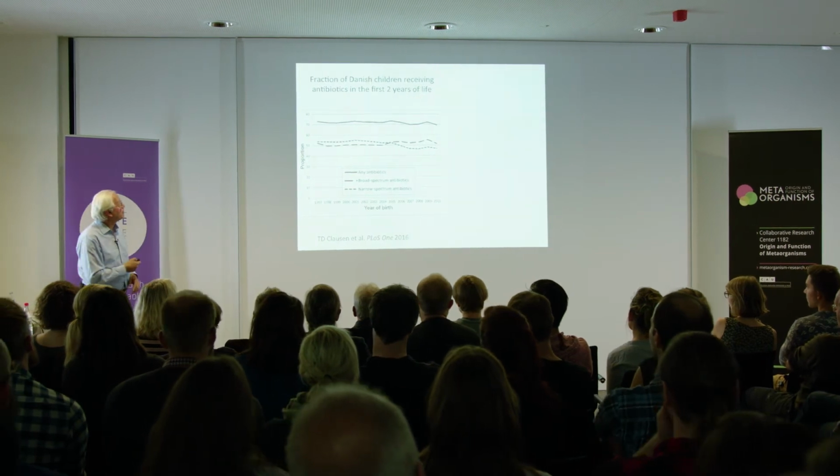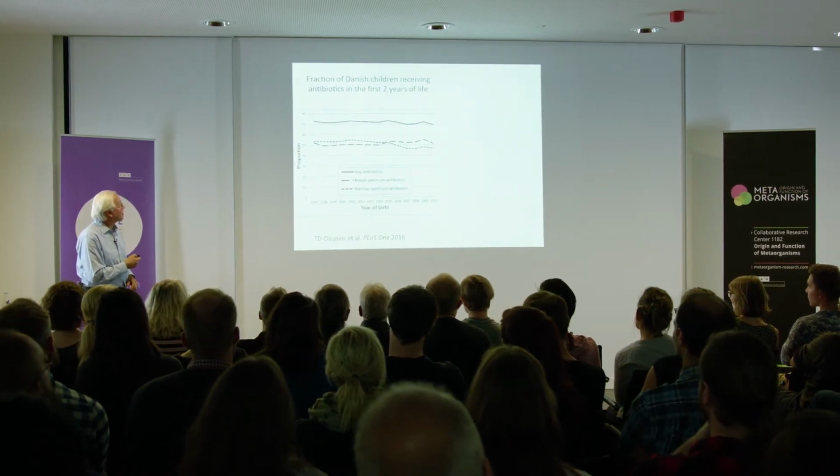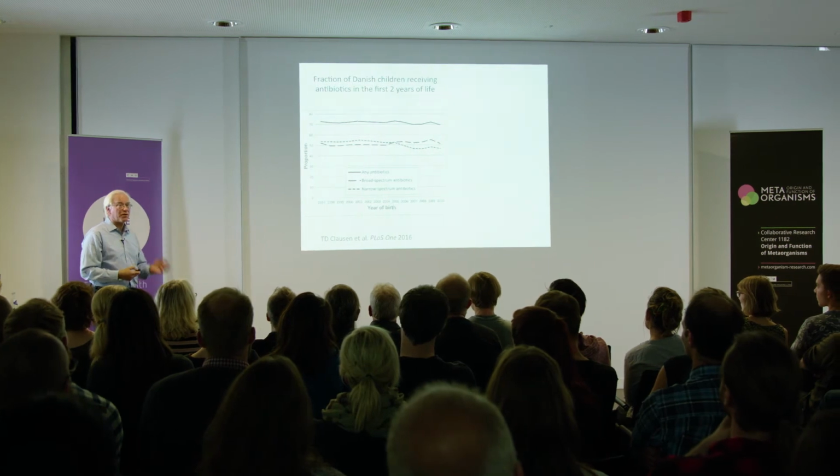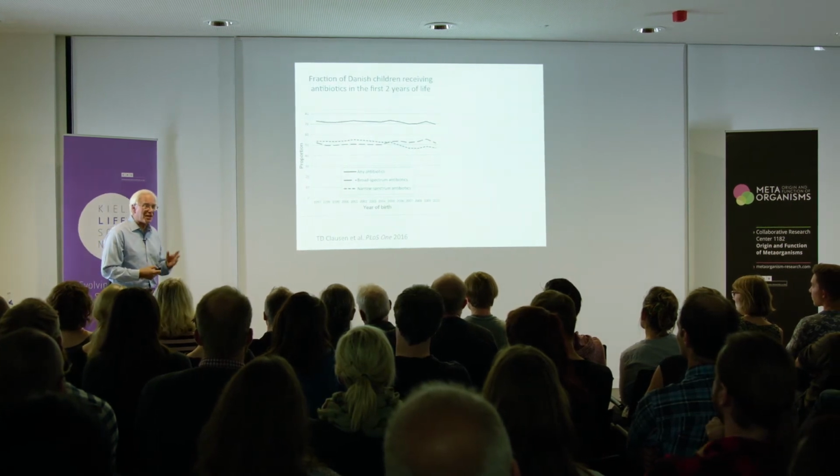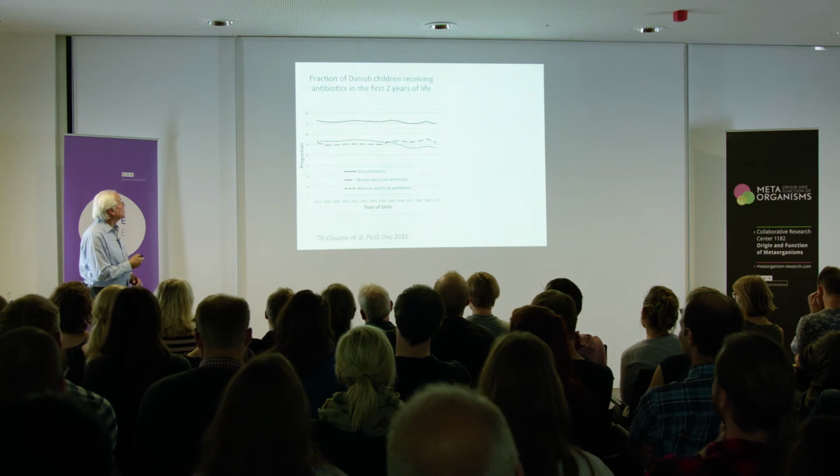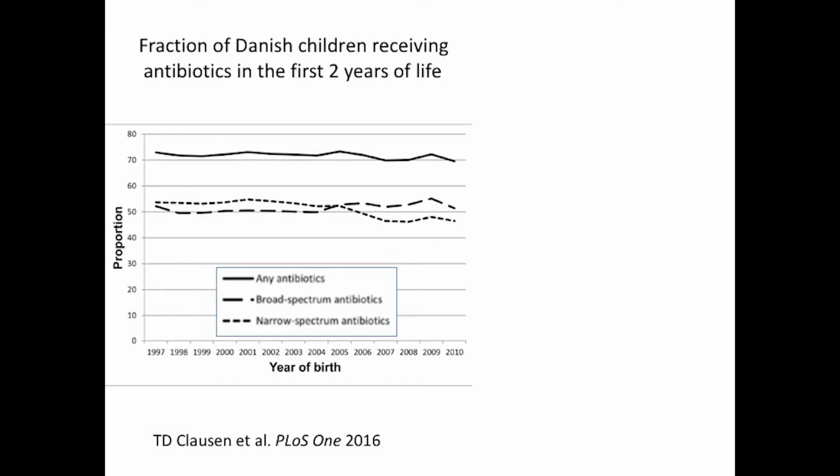Here, just as an example, is the fraction of Danish children receiving antibiotics in the first 2 years of life. I couldn't find data from your state, but Denmark is close. It's pretty stable over 13 years. More than 70% of Danish children are getting antibiotics in the first 2 years of life.